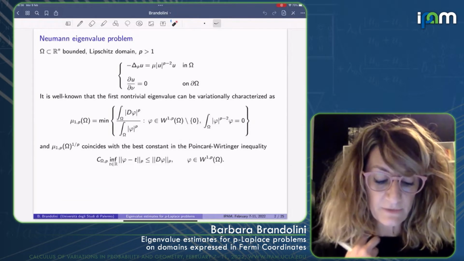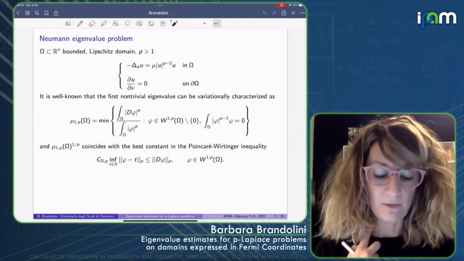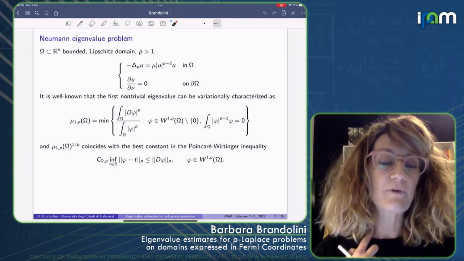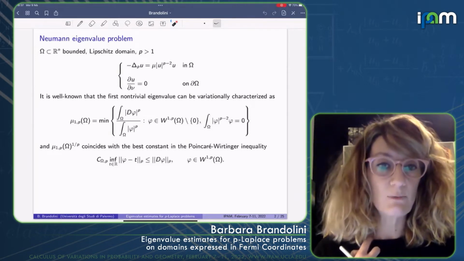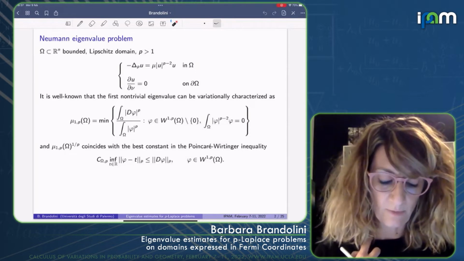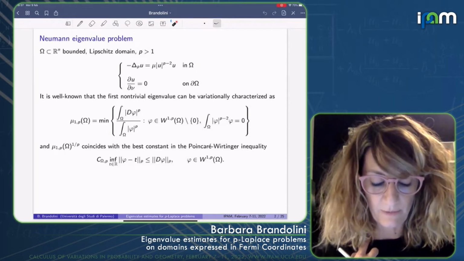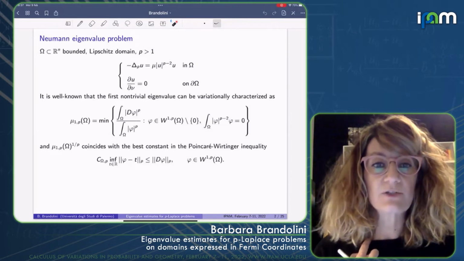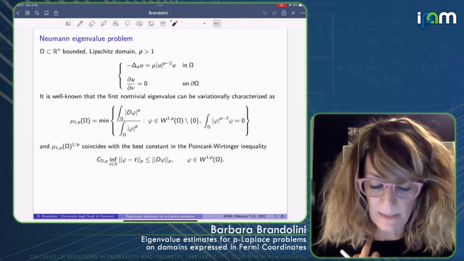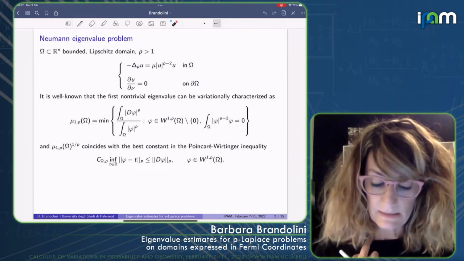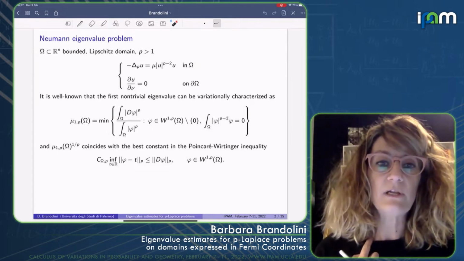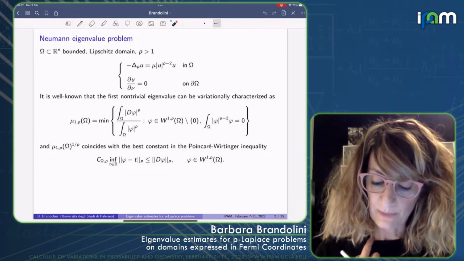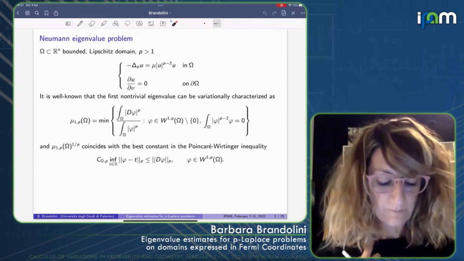We are interested in the first non-trivial eigenvalue that can be variationally characterized as follows. μ1 from now on is the minimum of the Rayleigh quotient, the L^p norm of the gradient of phi to the power p over the L^p norm of phi to the power p, where phi is a test function which belongs to the Sobolev space W^{1,p} of omega, is not identically 0 and has 0 mean value, in the sense that the integral over omega of |phi|^{p-2} phi is 0.